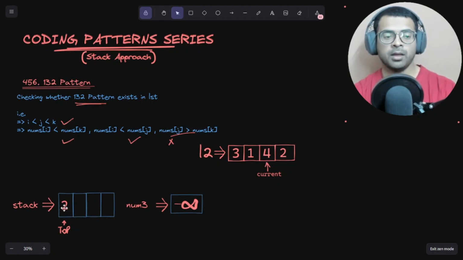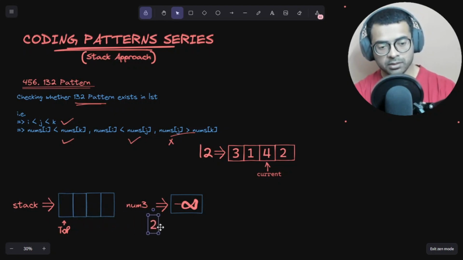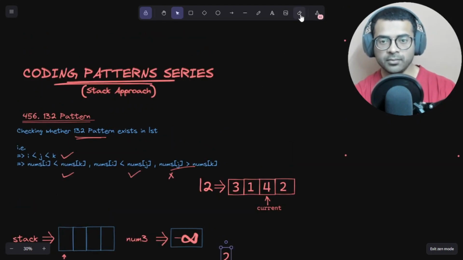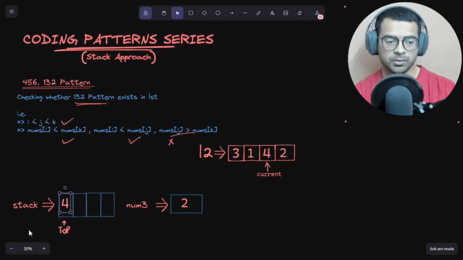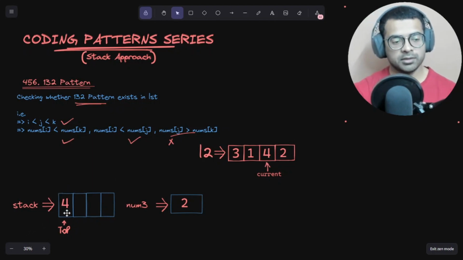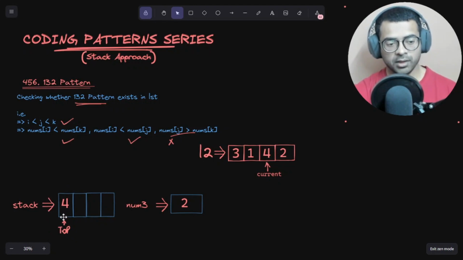So we are first going to pop this 2 from our stack, and then we are going to replace this 2 here and assign it to num3. Okay, and then we are simply going to append whatever value current was pointing towards to our stack. So our stack currently contains 4 at top position. Num3's value has been updated from negative infinity to 2.